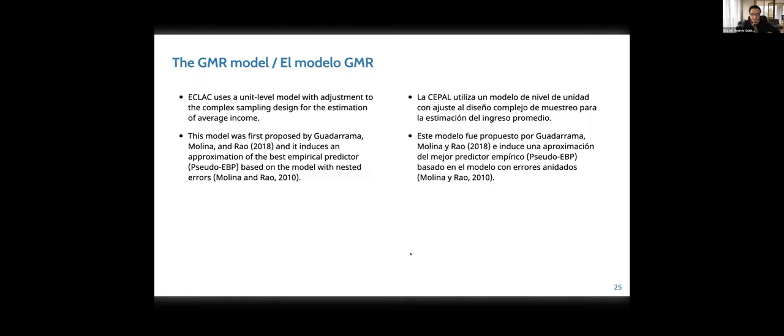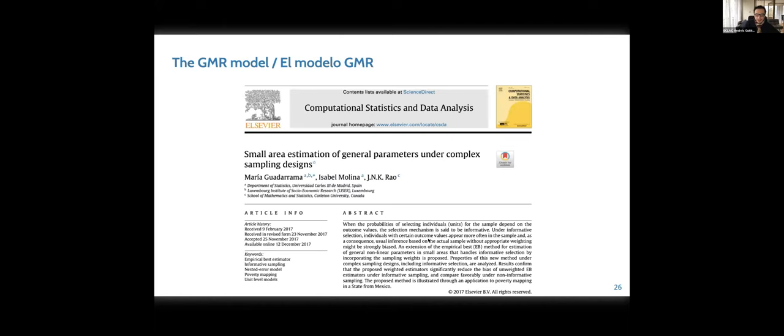The approach was first proposed by Guadarrama, Molina, and Professor Rao, and it induces a pseudo EBP, pseudo empirical best predictor, that is based on the ideas of the EBP of Molina and Rao in 2010. Here you can find the paper.